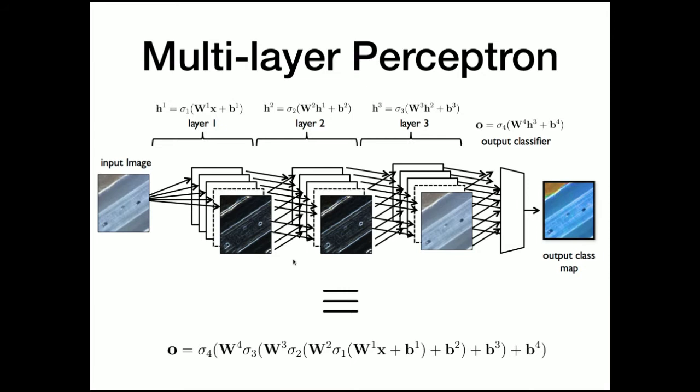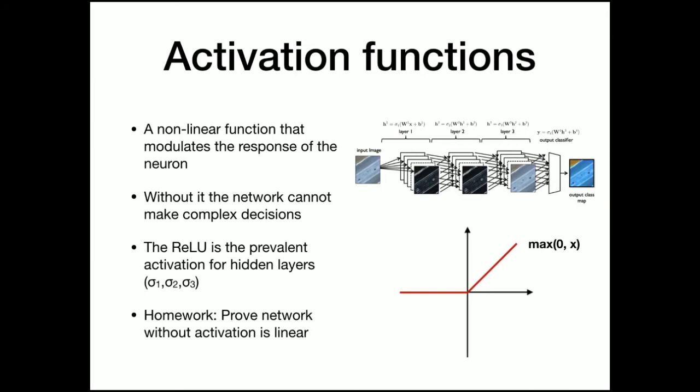Now let's talk about activation functions. For the activation functions, all you really want is that it's a nonlinear function that modulates the response of the neurons. And you need them to be nonlinear because otherwise your whole classifier will just be linear, and then you'll be right back to a perceptron. So as homework, if you want to try it out, you can prove to yourself that this is the case. You just take that previous equation, remove the activation functions, and then try to see why it's linear.